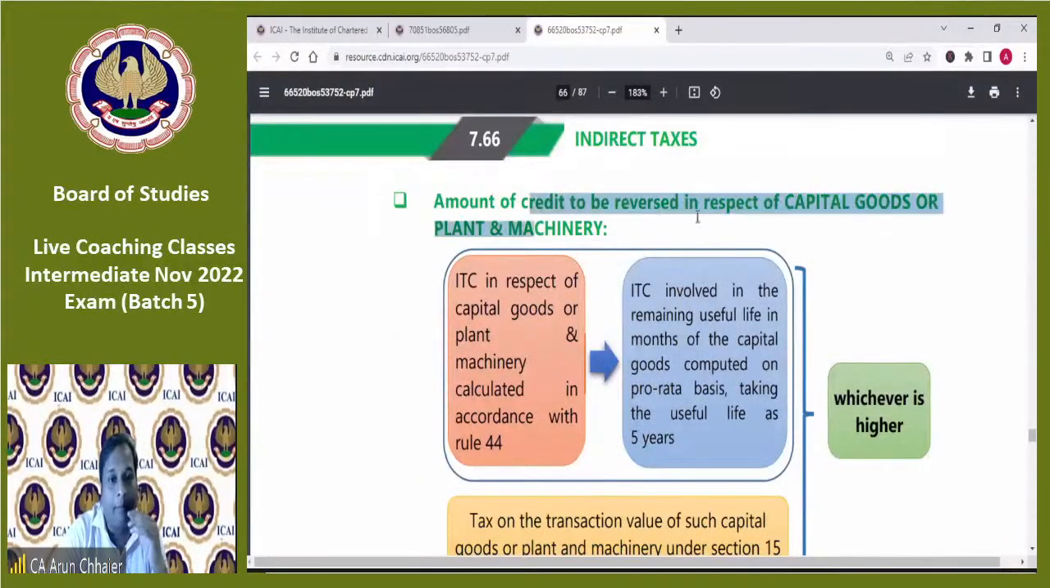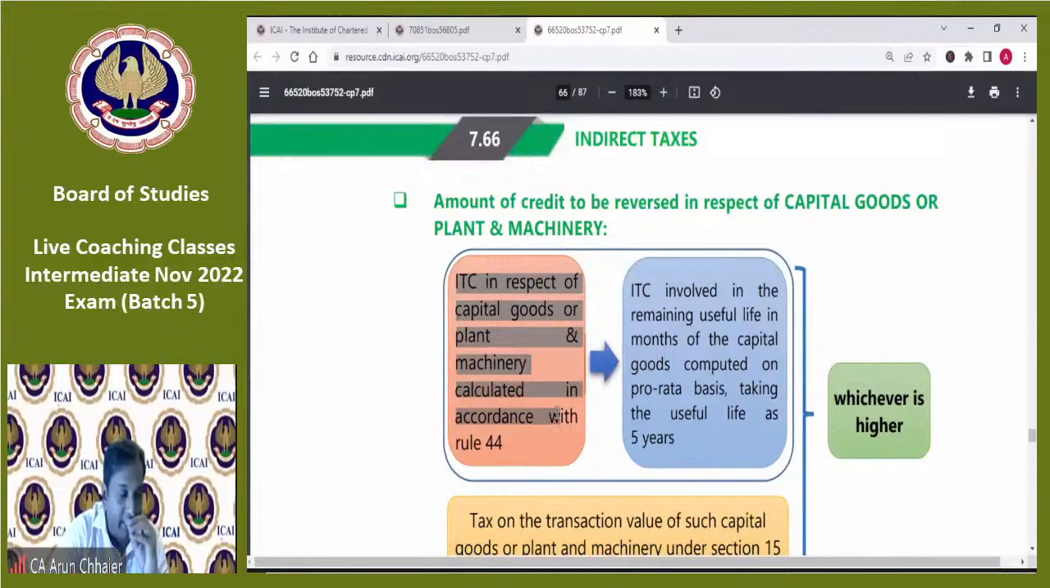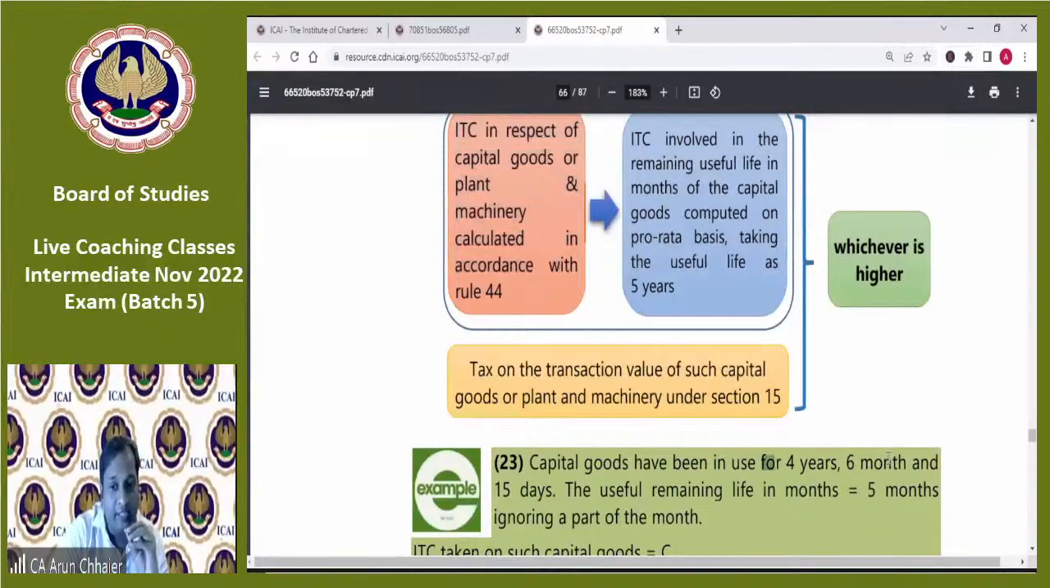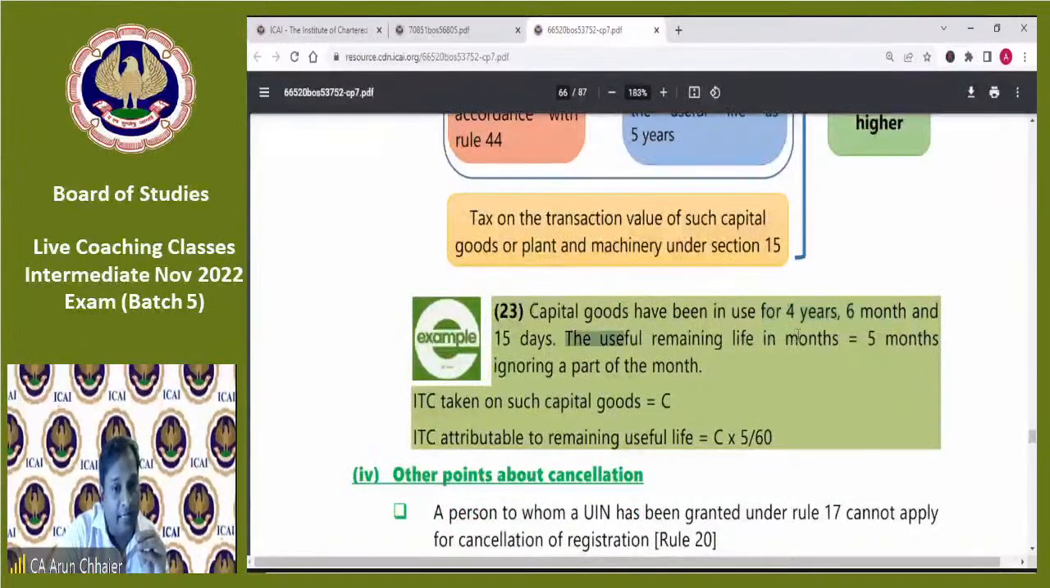The amount of credit to be reversed in respect of capital goods or plant and machinery is to be calculated in accordance with rule 44. Rule 44 talks about the life of capital goods, which is 5 years. So if the capital goods have been used for 4 years, 6 months and 15 days, then the remaining useful life in completed months is 5 months. So the ITC attributable, let's say total ITC multiplied by 5 divided by 60, that ITC has to be reversed.